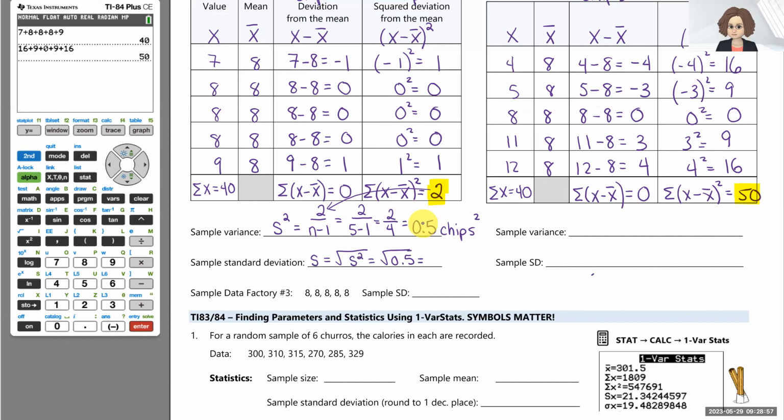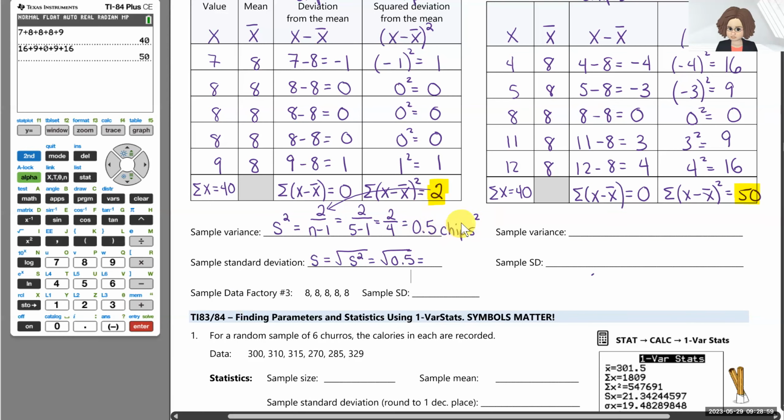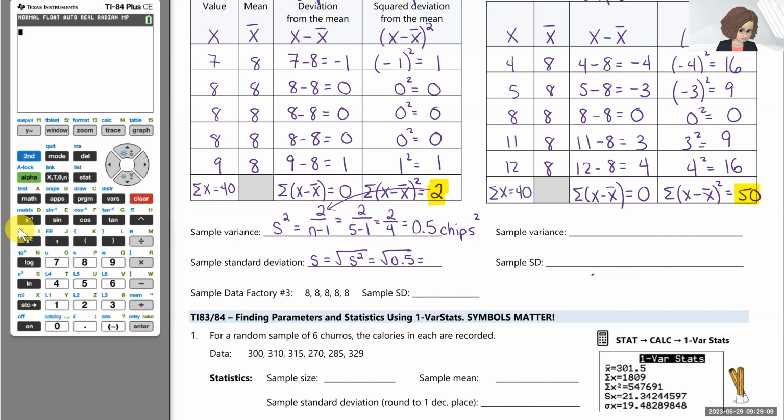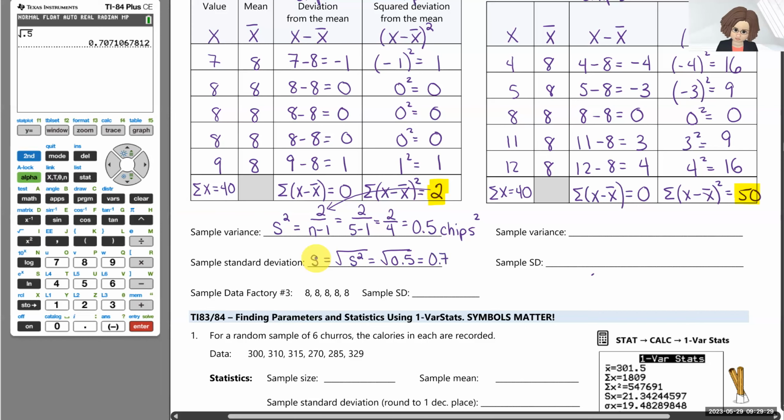All right. So by taking the square root of that value, we're going to get rid of that square and we'll go back to just units of chips. So let's do that. On our calculators here, square root is above your x squared button. So second square root, we'll type in the 0.5. And now we will have to round this. So I'm going to just round it to 1 decimal place. And that's going to be 0.7. So the standard deviation of this sample is 0.7 chips.